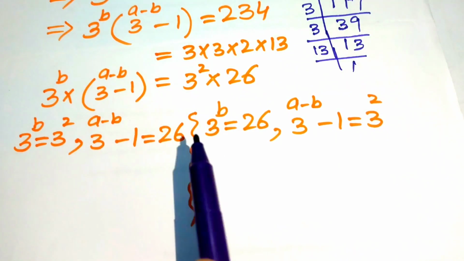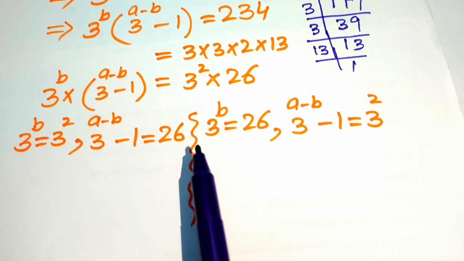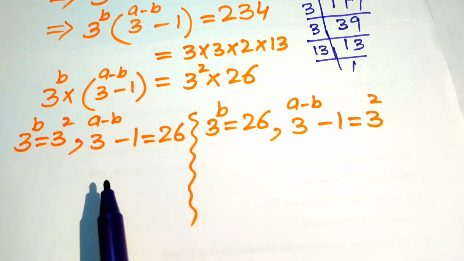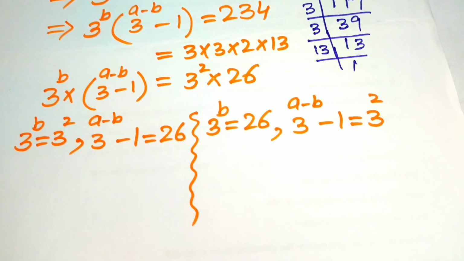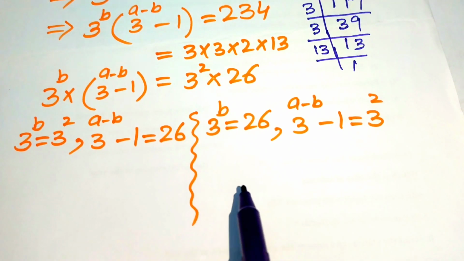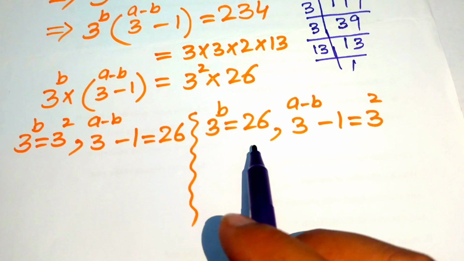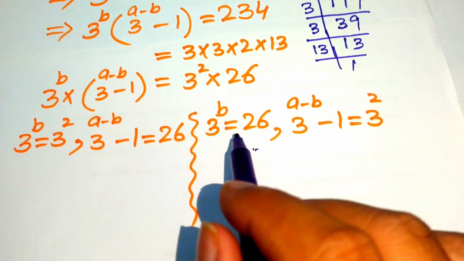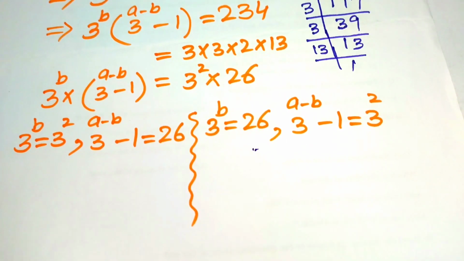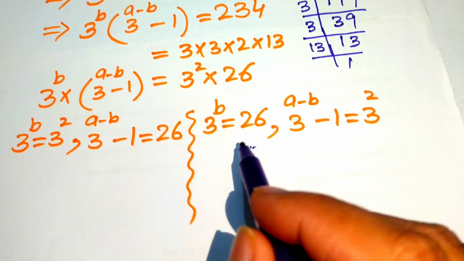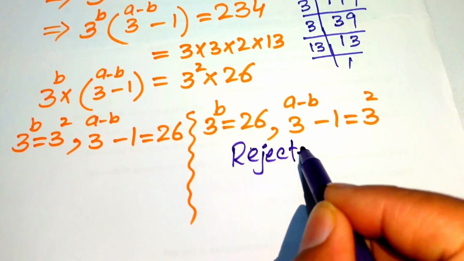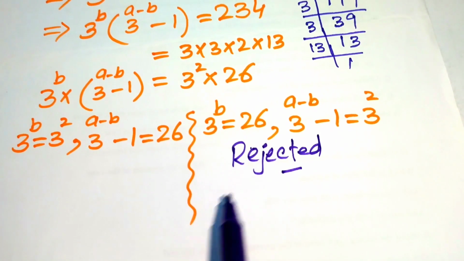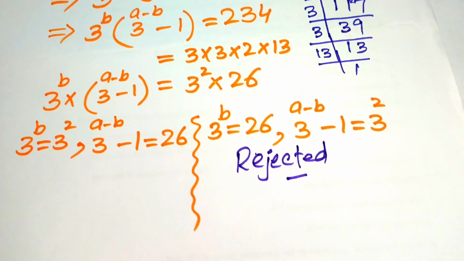If in the given question the restriction were that a and b are real numbers, then we could easily solve this and find the real values. But because we have a restriction to find positive integer values, this case cannot give us positive integer values, so we reject this case. The reason is that it cannot give us positive integer values.